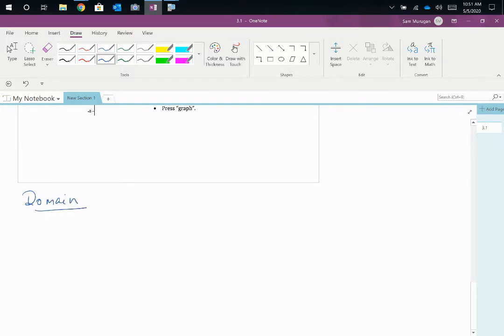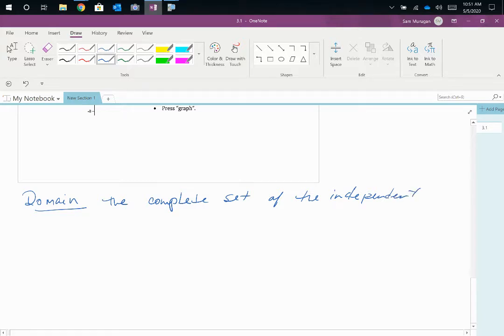And domain, as we recall, is the complete set of the independent variable for f of x equal to some function. Okay? All right, now, good news.